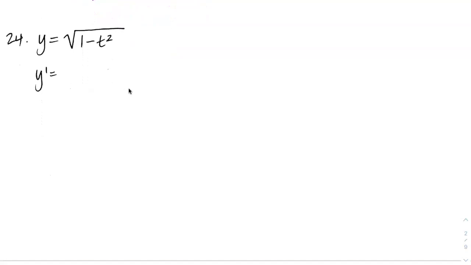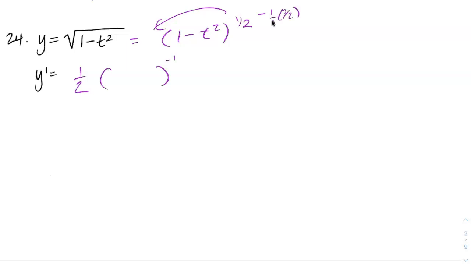There you go. 24. I want to rewrite that before we do anything. So we get this. Now it's just a basic chain rule. So we're going to bring the 1/2 down, subtract 1 off. So I get 1/2, common denominator, negative 1/2. Leave the inside alone. Then times by derivative of the inside. Derivative of the 1 goes away. Derivative of this is negative 2t. And if I want to simplify it a little bit, 1/2 times negative 2t, the 2's will cancel. So you just get negative t times 1 minus t squared to the negative 1/2.